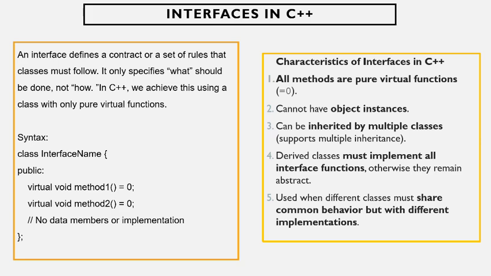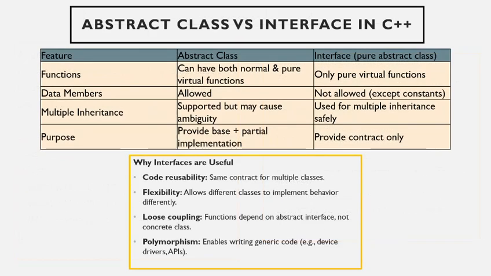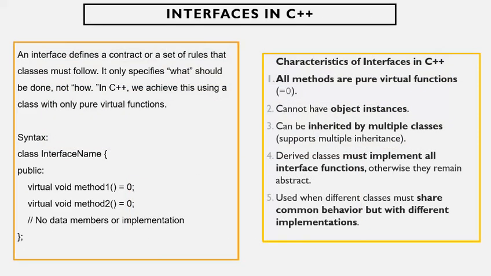The characteristics of interfaces in C++ are given here. All methods are pure virtual functions and it cannot have object instances. It can be inherited by multiple classes, and derived classes must implement all interface functions, otherwise they remain abstract. It is used when different classes must share common behavior but with different implementations.